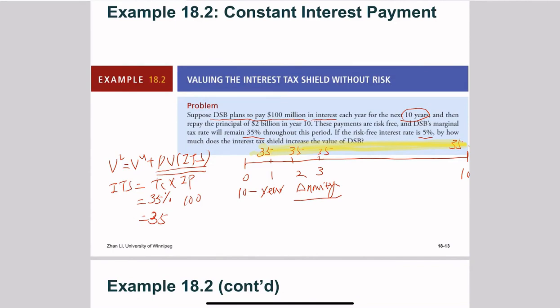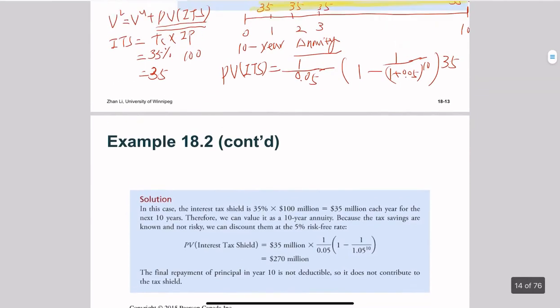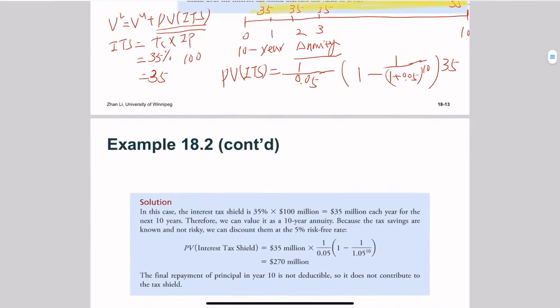So according to the valuation formula, we could find out the present value of the interest tax shield is 1 divided by the interest rate, times 1 minus 1 over 1 plus interest rate to the power of 10 years, times the per year payment. Let's see if it's correct. Oh, I'm actually correct, right? So this is how you calculate the present value. So this is $270 million.